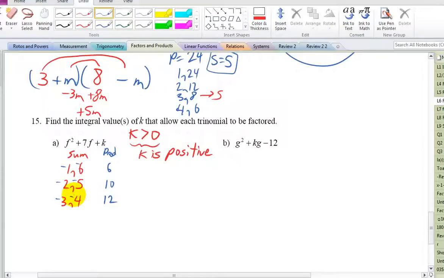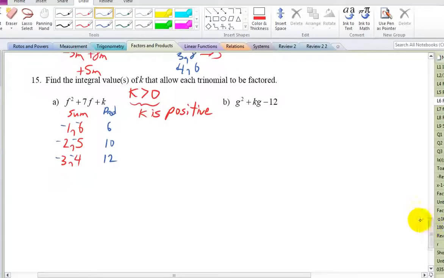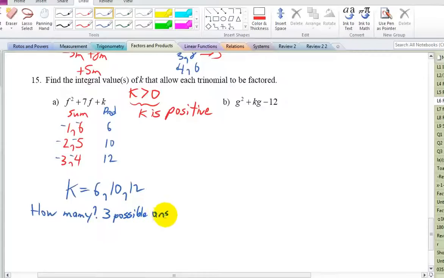Will that change the product at all? No. So for this question, k can equal 3 things. K can equal 6, comma, 10, comma, 12. 3 possible answers. So if I ask for the answers, this is how you write it. But if I ask for this part, how many, what are you going to say? 3, right? 3 possible answers. So I can ask you the question differently by just saying how many. It's kind of mean. That's how math teachers are. Born and raised.